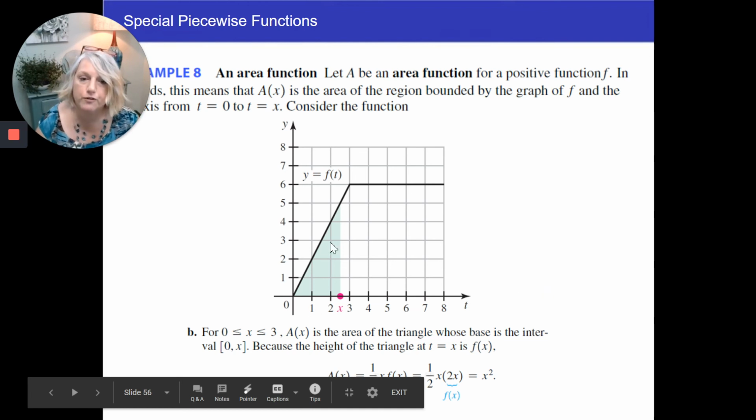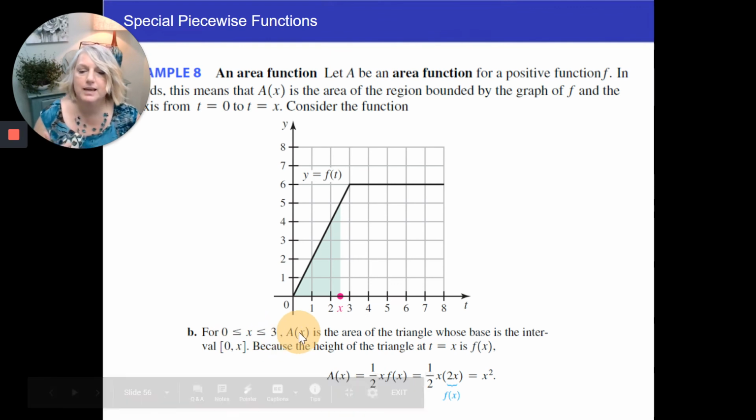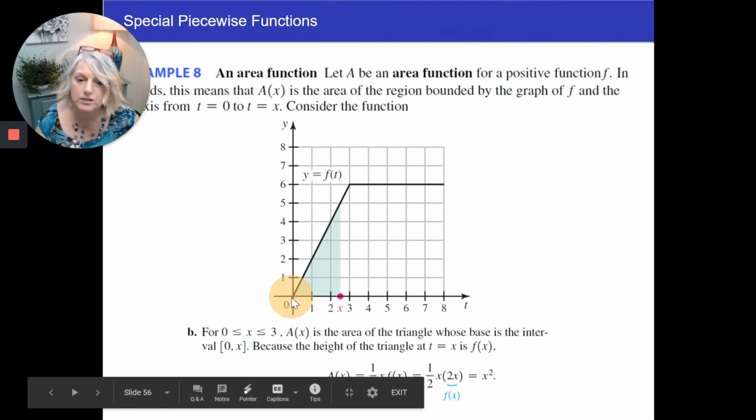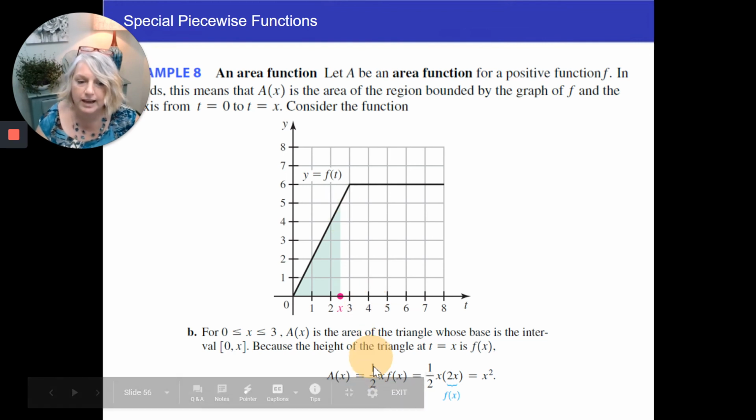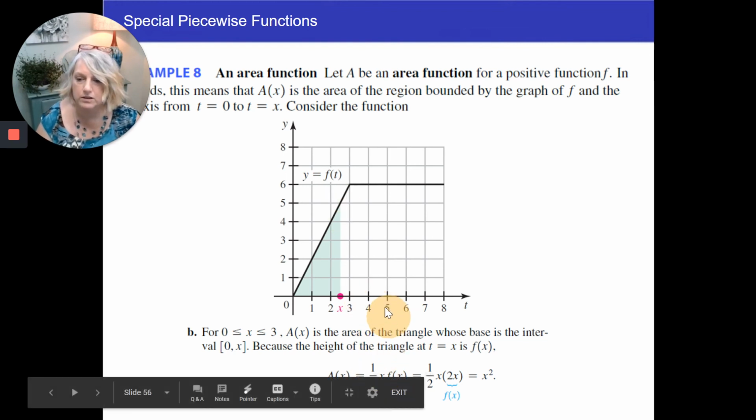For the first piece, anything where x is between 0 and 3, the area is the area of a triangle where the base is going to be x, that's this part right here, and the height is going to be found by the y value of f of x. So I have x as the base down here, and then f of x is simply the height, so it's 1/2 base times height. The function itself for this piece, remember, was y equals 2x. That's why I substituted in 2x right there, and then I simplified and it ended up being x squared.